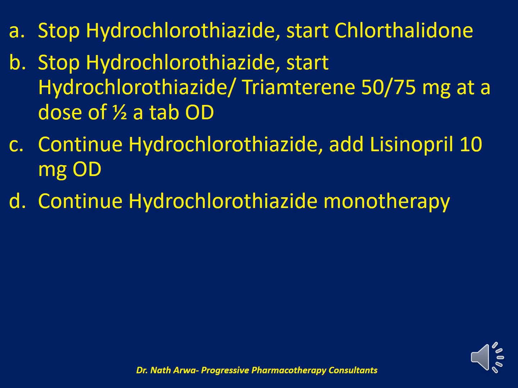Would you opt to stop the hydrochlorothiazide and initiate chlorthalidone? Or would you stop the hydrochlorothiazide and start a combination of hydrochlorothiazide co-formulated with triamterene at doses of 50/75 per tablet and administer half a tablet once daily? Or would you continue hydrochlorothiazide but add lisinopril 10 milligrams once a day? Or would you continue with the hydrochlorothiazide monotherapy and maintain status quo? I'll give you 10 seconds to choose the correct answer.